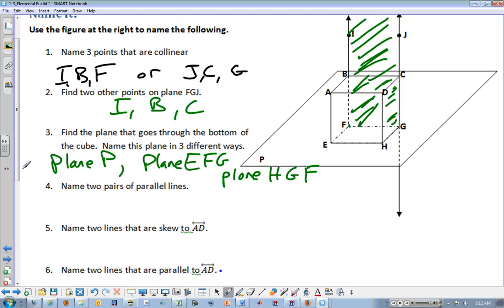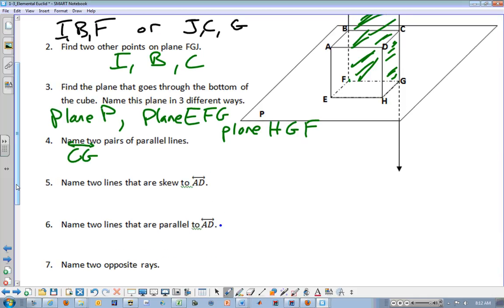Name 2 pairs of parallel lines. Okay, there's lots of them. So we could say CG, which is in the back. And one symbol I don't think we talked about, or maybe we didn't write down because we were going too fast. Okay, this is our parallel symbol. All right, so you can add that in there on your pairs. So CG in the back is parallel to BF. Okay.